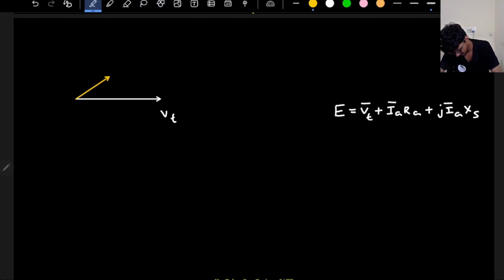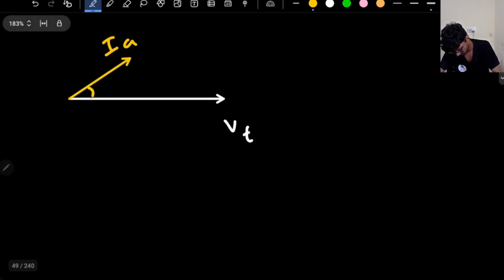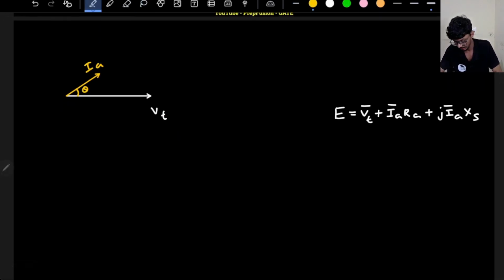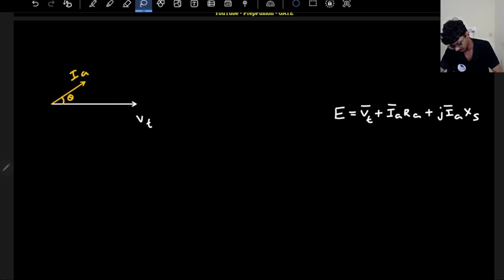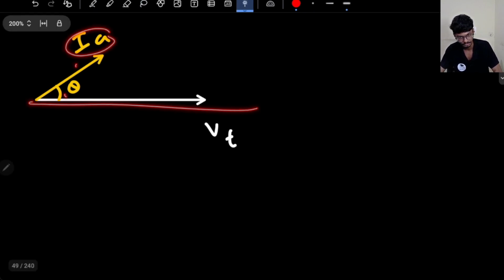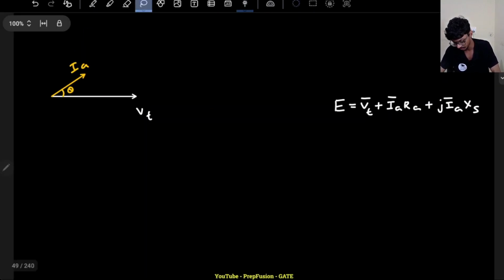This will be IA. This will be theta. And now what about IRA and all those things, right? So Vt plus IRA. So this will be in parallel with here. It is leading, hence I have drawn current as leading from the voltage. It's a leading load, right? Current is leading from the voltage.